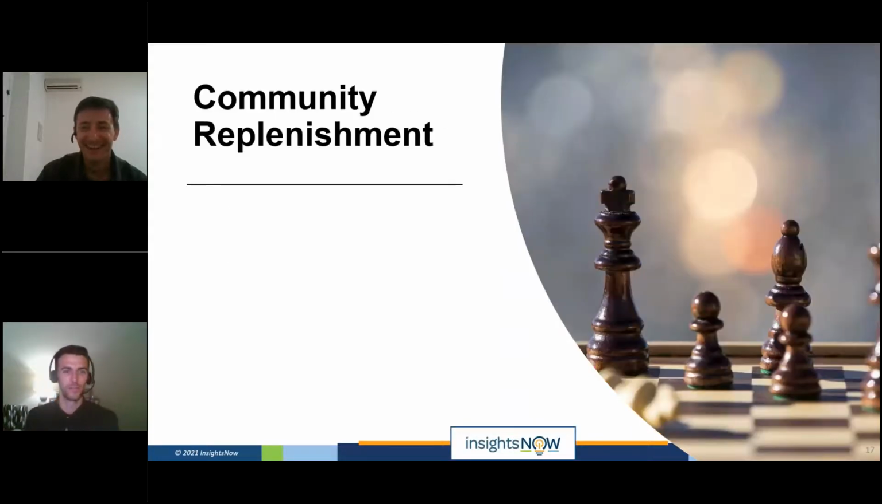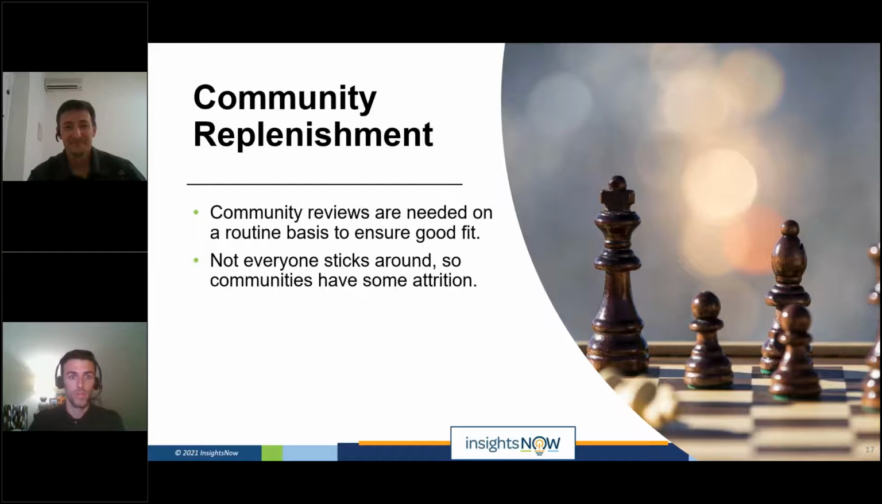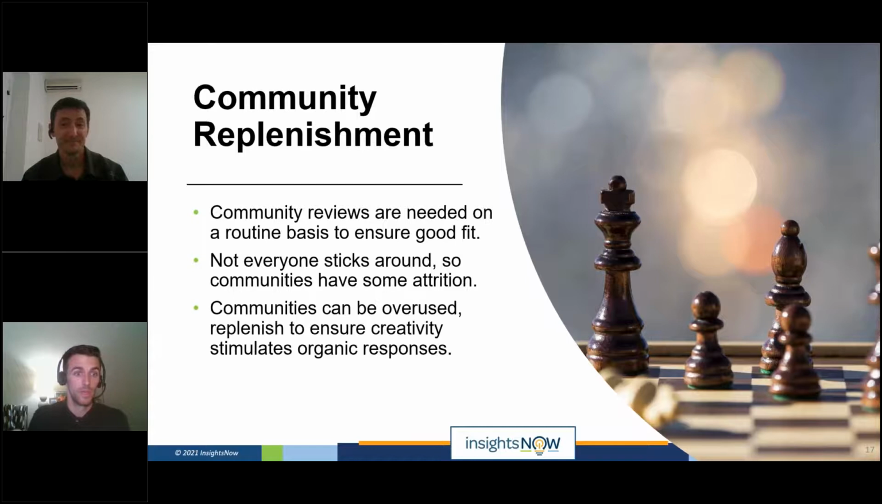So another thing about communities is replenishment. It's a good practice to review your community on a routine basis, quarterly or monthly, depending on the longevity and how many touch points you're doing, to ensure that everybody's happy, they're staying, and there's low attrition. That's where it gets into the next point. Not everyone sticks around. Especially if it is a high touch point, in thinking about that grid, you might need a really large community to ensure that there's no fatigue when you're engaging them, to minimize the risk of attrition. That's where they can be overused.